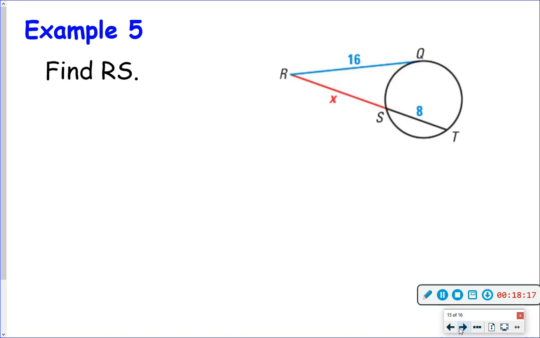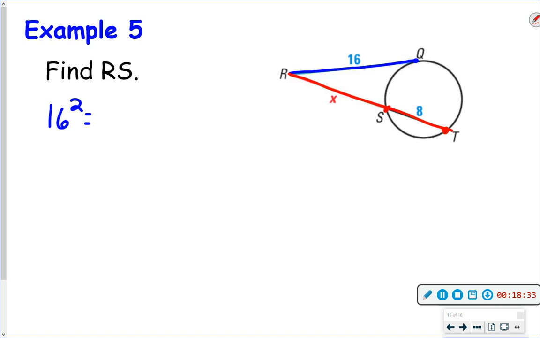So again, I should have a color copy machine. I'm going to start with the blue. I see it as a tangent. It touches the circle once. Tangents we square. Okay? Now, red, secant, touches the circle twice.